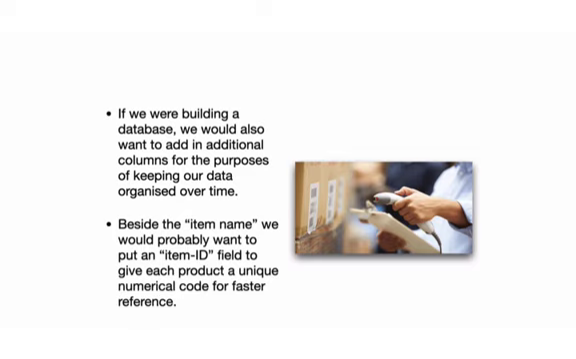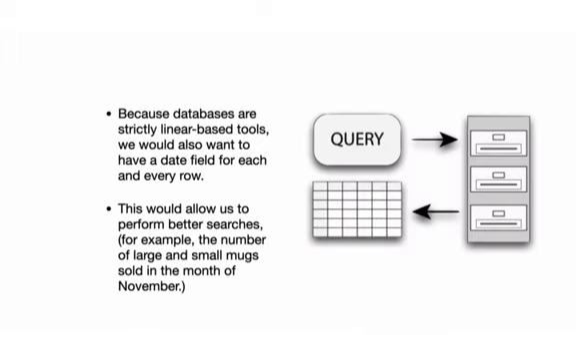If we were building a database, we would also want to add in additional columns for the purposes of keeping our data organized over time. Beside the item name, we would probably want to put an item ID field to give each product a unique numerical code for faster reference. Because databases are strictly linear-based tools, we would also want to have a date field for each and every row. This would allow us to perform better searches, for example, the number of large and small mugs sold in the month of November.